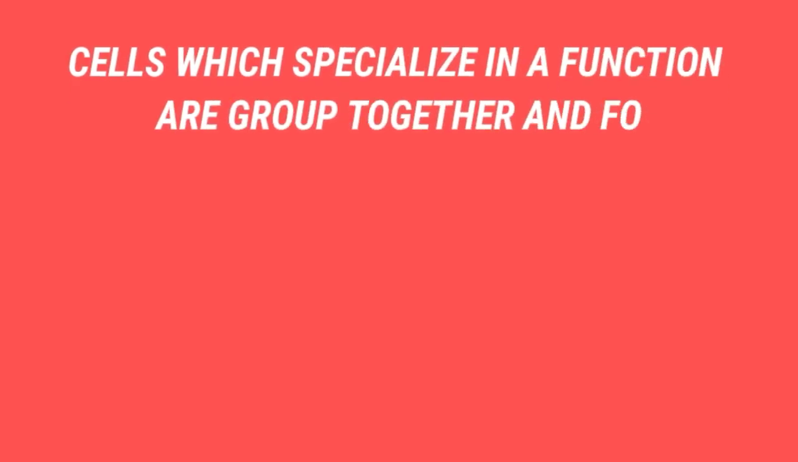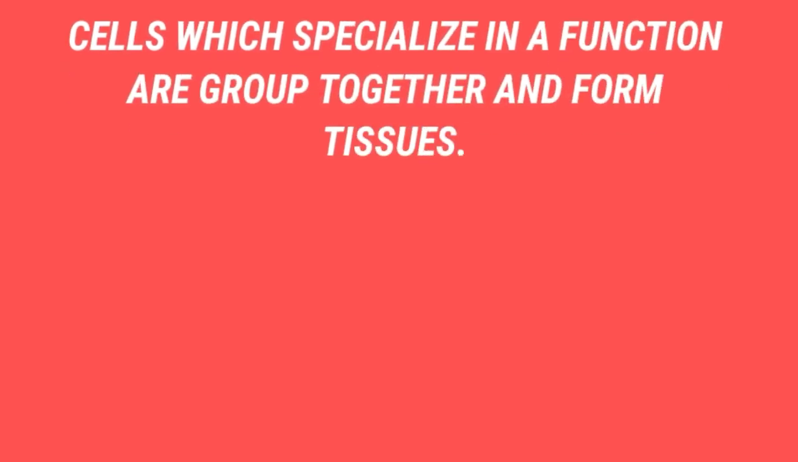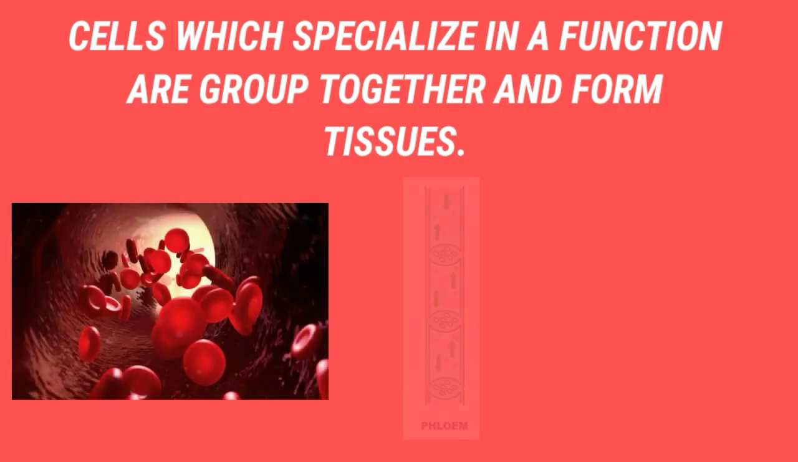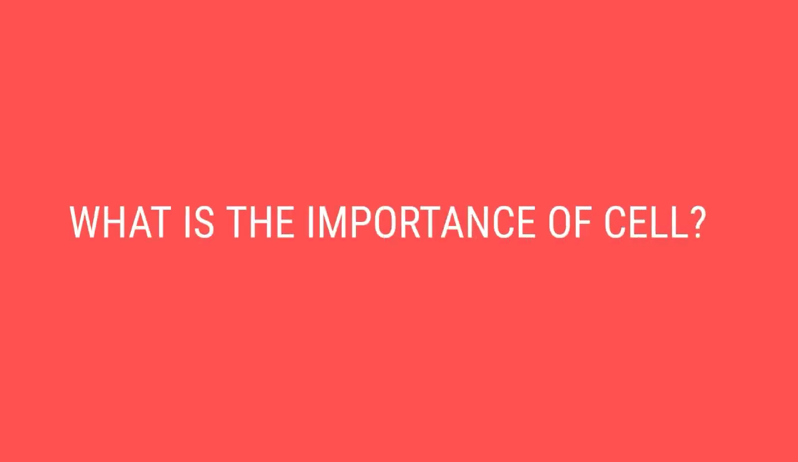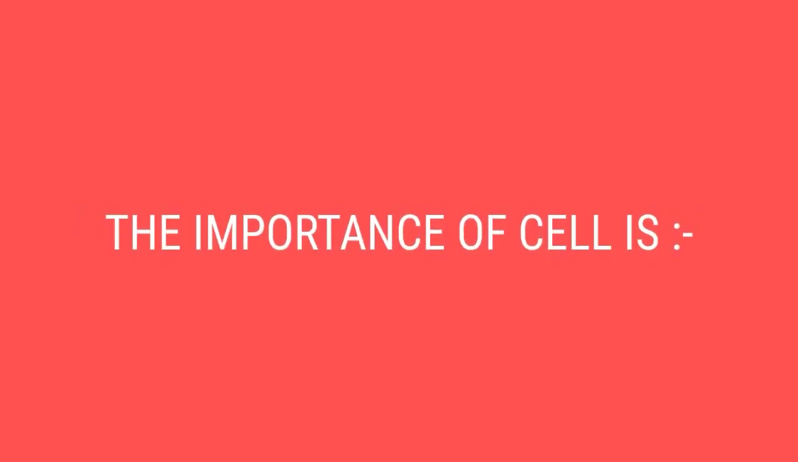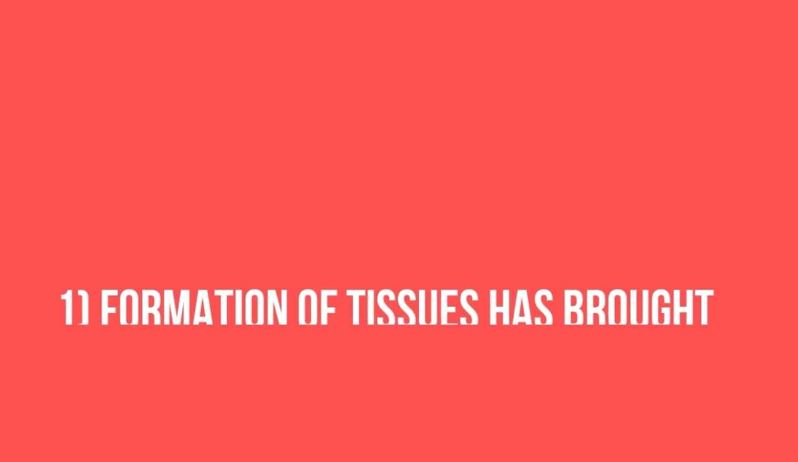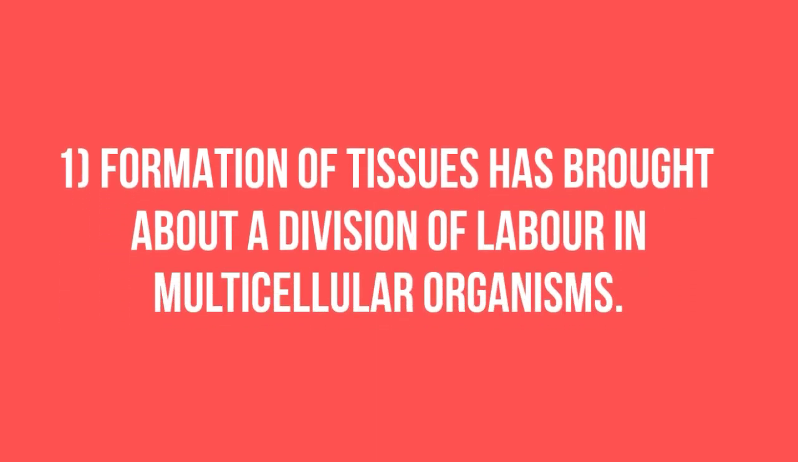Thus, we can say that cells which specialize in a function are grouped together and form tissues. Blood, phloem, and muscles are all examples of tissues. Now the question is, what is the importance of tissue? The importance of tissue is that formation of tissues has brought about a division of labor in multicellular organisms.